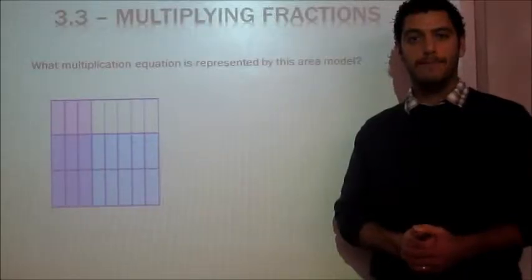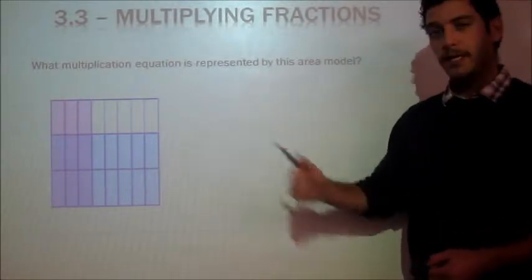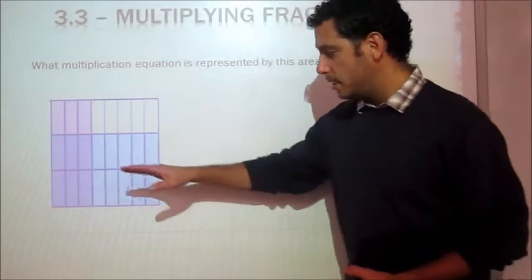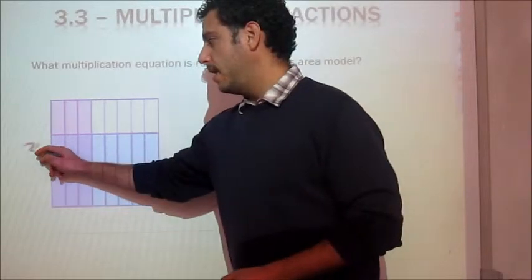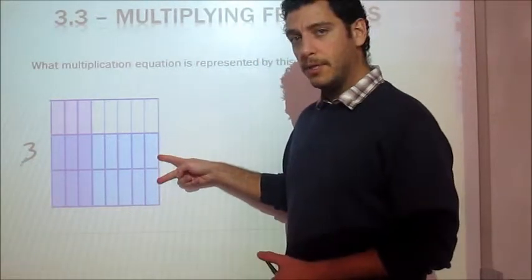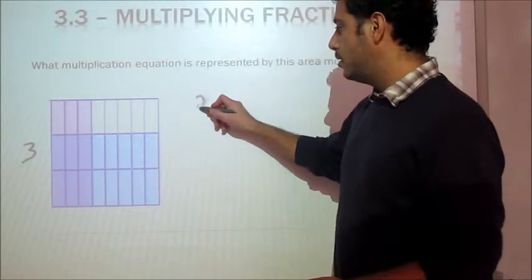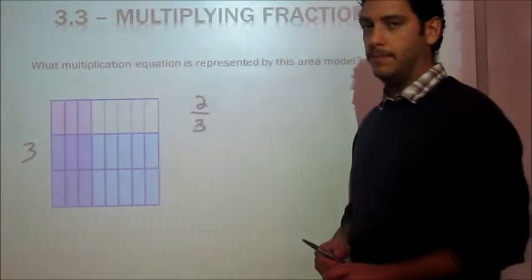Topic 3.3, multiplying fractions. Let's begin by reviewing how to read an area model. What you should notice when you look at this rectangle is that it's divided into 3 horizontal rows. Okay, and out of those 3 horizontal rows, 2 of them have been shaded in. So that gives us our first fraction: 2 rows shaded in out of a total of 3 rows.